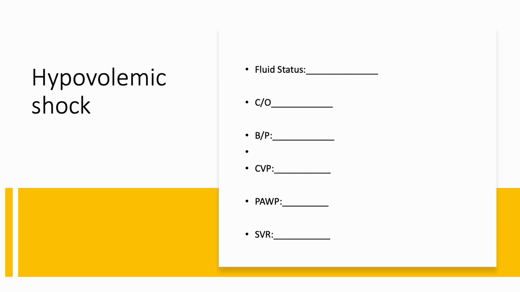The hemodynamic changes in hypovolemic shock include a decrease in fluid status due to fluid loss, and decreased cardiac output due to reduced circulating volume. There's a decrease in blood pressure due to reduced perfusion, and CVP is decreased because of the reduced venous return. PAWP is also decreased because of the low preload, and SVR is increased because of the compensatory vasoconstriction to maintain perfusion.